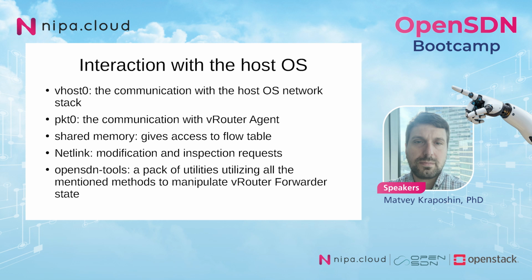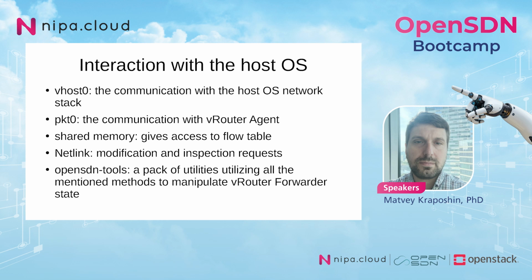There are 5 ways to communicate between the host operating system and the vRouter forwarder. First of all, there is a vhost0 interface, which was discussed previously. This interface, for example, is used for exchange of packets when the metadata service is used. Then there is an auxiliary interface PKT0. This interface is used for the flow engine.